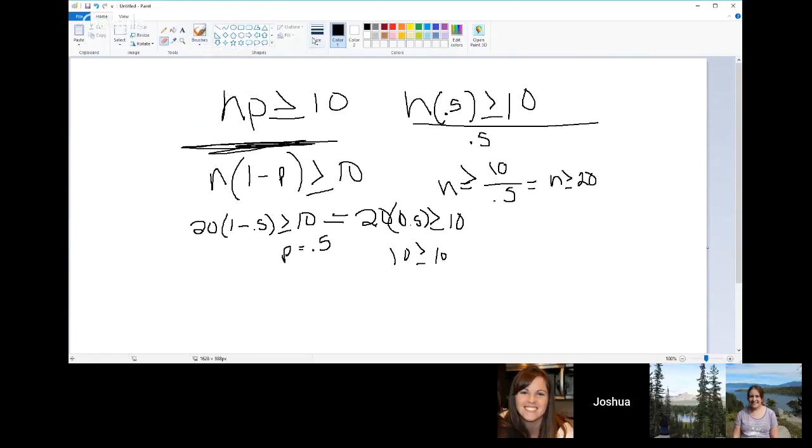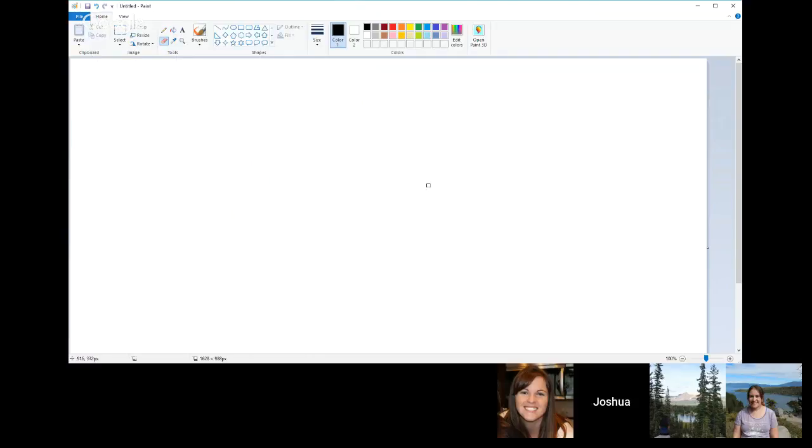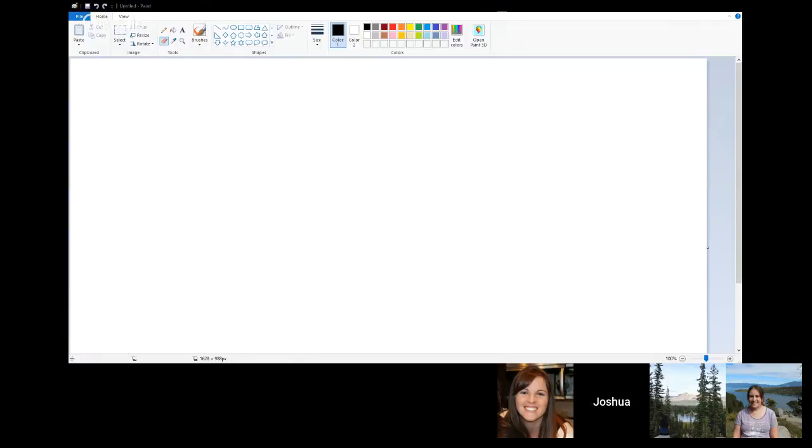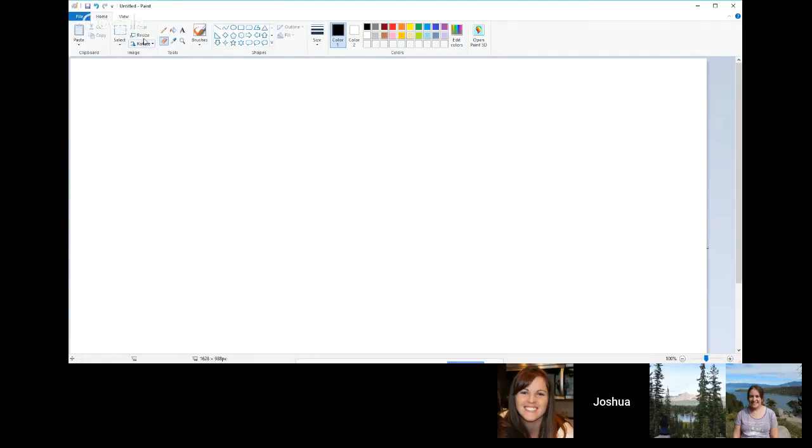Thankfully, we have another equation that we can practice with on this next one. Yay. For this one, I hate these. Let's do it. P is equal to 0.01? Is that right? No. 0.1. Just 0.1.